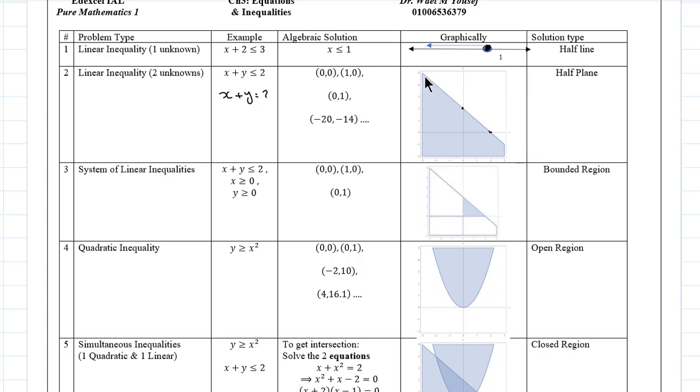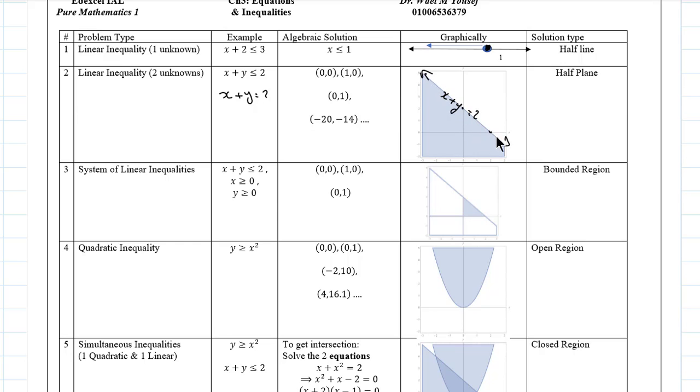And then you should know that this line divides the plane, or the points on the plane, into three main parts. On the line itself, all the points on this line satisfy the equation x plus y equals 2. This point is 2 and 0, this point is 1 and a half, this point is 1 and 1, and so on.